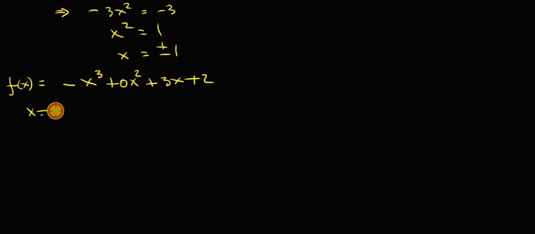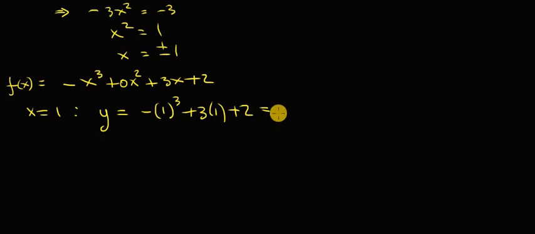So x is equal to 1. I'm going to go that my y is equal to minus 1 to be cubed, I'm going to leave the x squared term as 0, plus 3 by 1, plus 2. And 3 ones and 2 is 5. This is a minus 1, so that's equal to 4. So my point is equal to 1, 4.